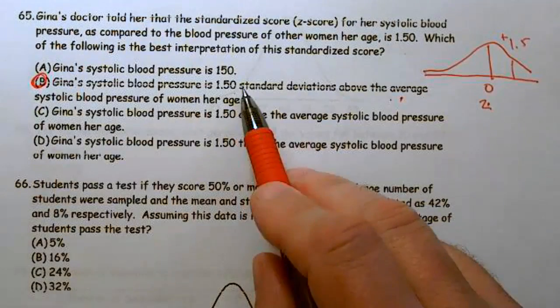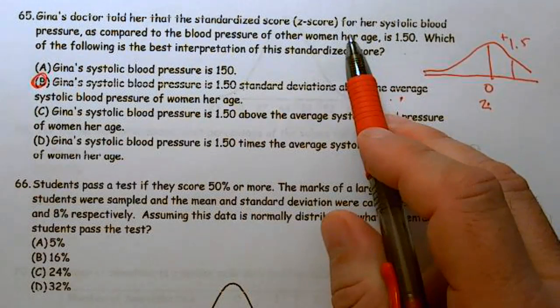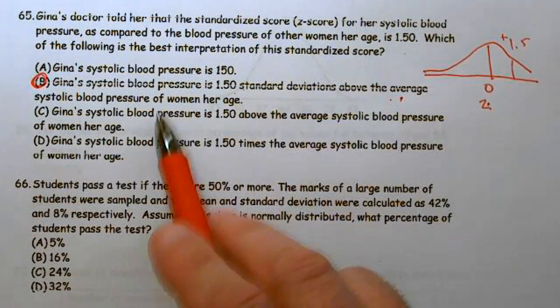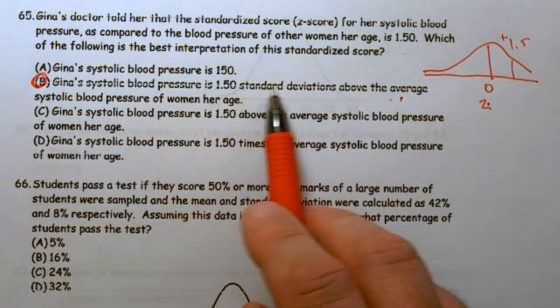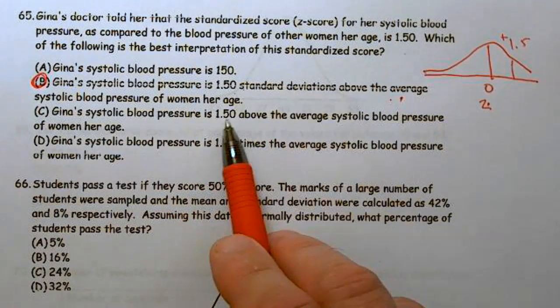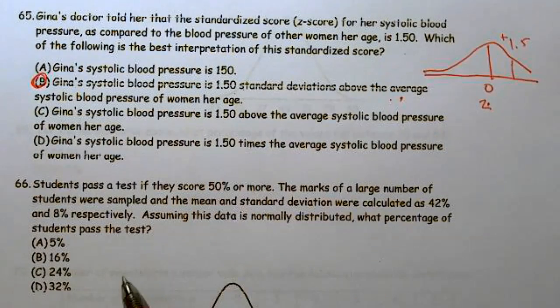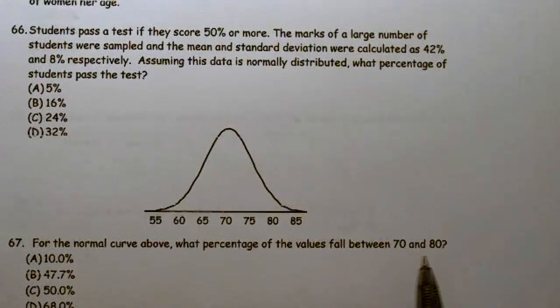Because that z-score is the number of standard deviations. So her blood pressure is 1.5 standard deviations above. It's not 1.5 above, it's 1.5 standard deviations above. All right? Because a z-score is a number of standard deviations.